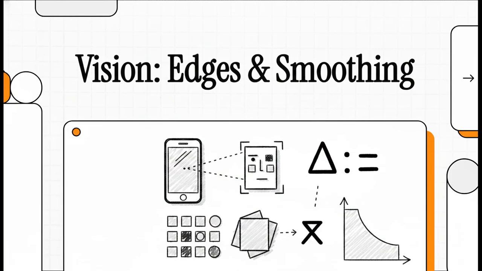Today, we're diving into something that literally happens in your pocket 100 times a day, computer vision. We're going to look at how machines use raw math to actually see and process images. I mean, when you snap a photo, how does your phone actually know what's a face and what's just the background? Well, it all comes down to math. So let's just get right into it.